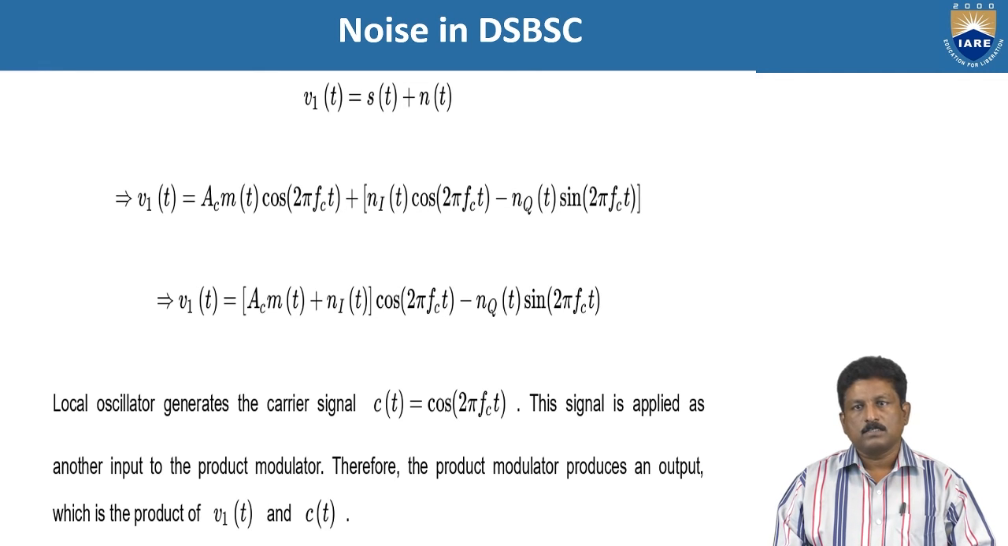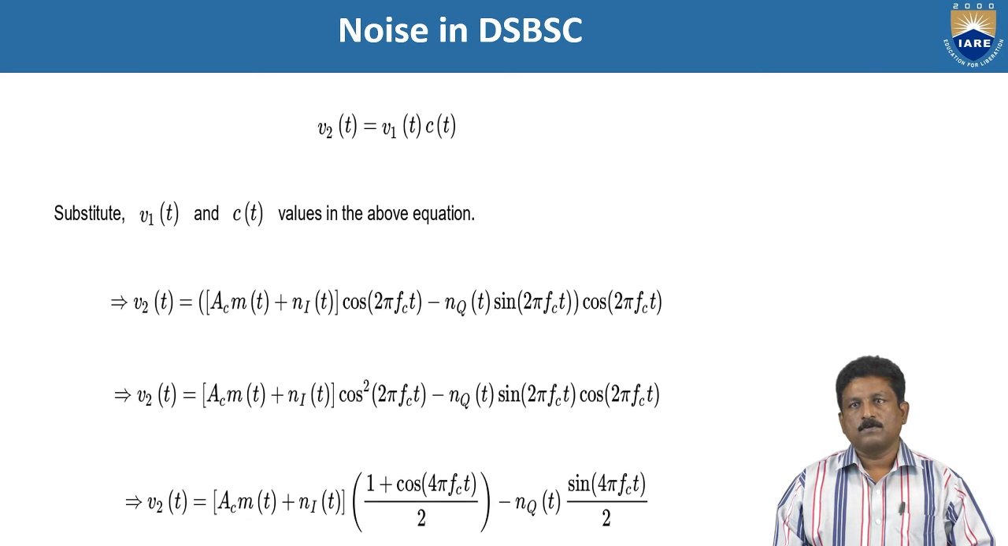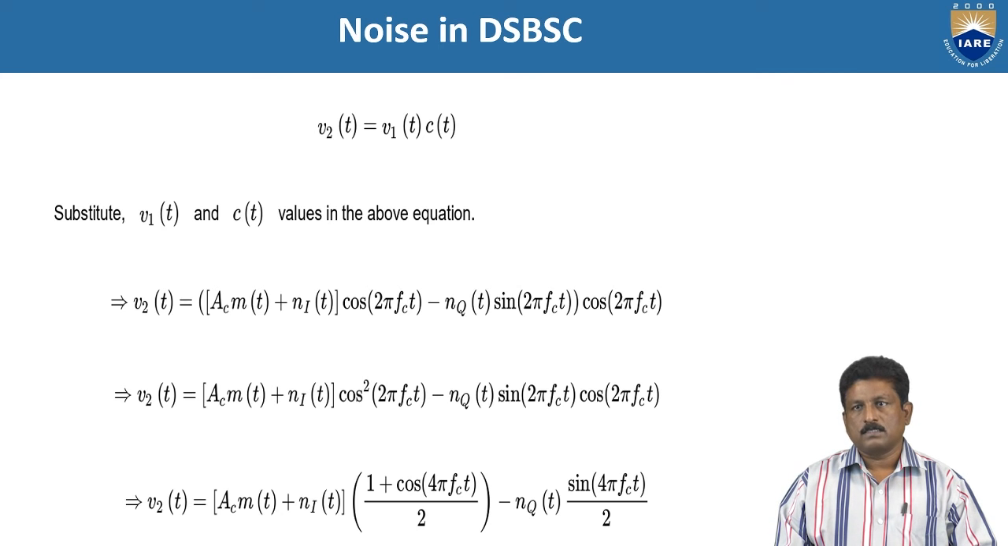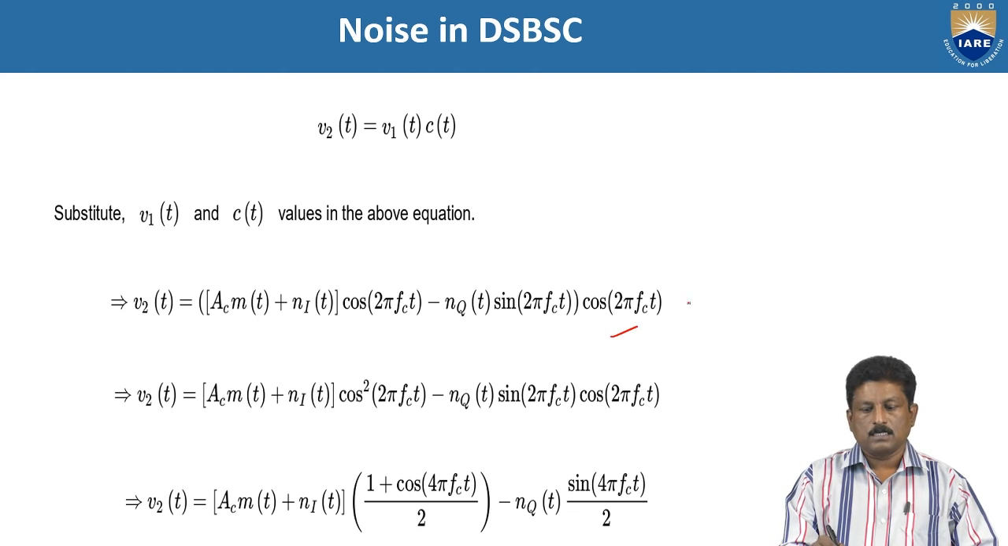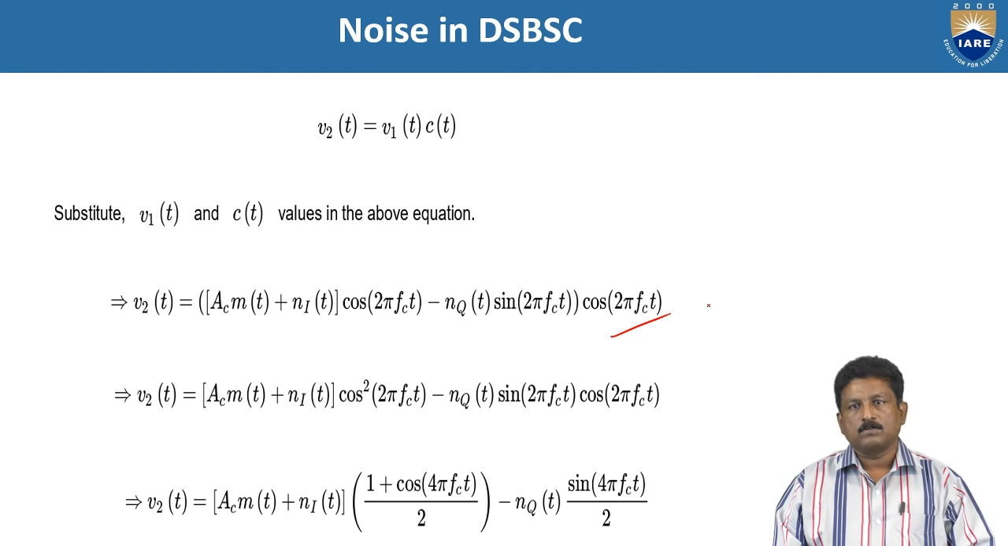By the local oscillator, we generate the carrier signal c(t) = cos(2πfct). This signal is applied as another input to the product modulator. Therefore, the product modulator produces the output, which is the product of v1(t) and c(t). So we get β(t), nothing but v1(t) times c(t). Substituting the values, β(t) = [Ac m(t) + ni(t)] cos(2πfct) − nq(t) sin(2πfct), multiplied by the locally generated carrier cos(2πfct).